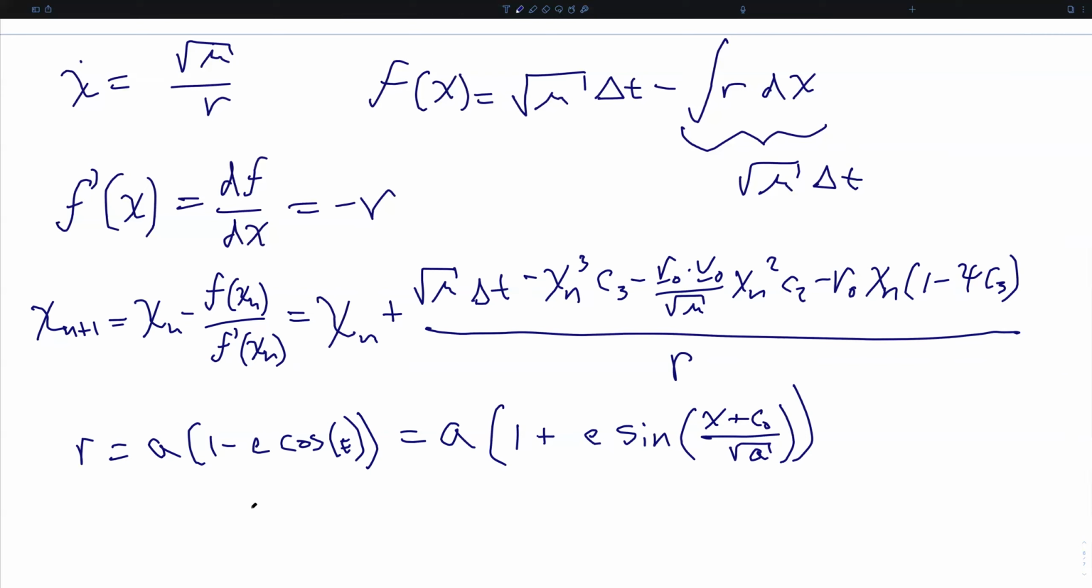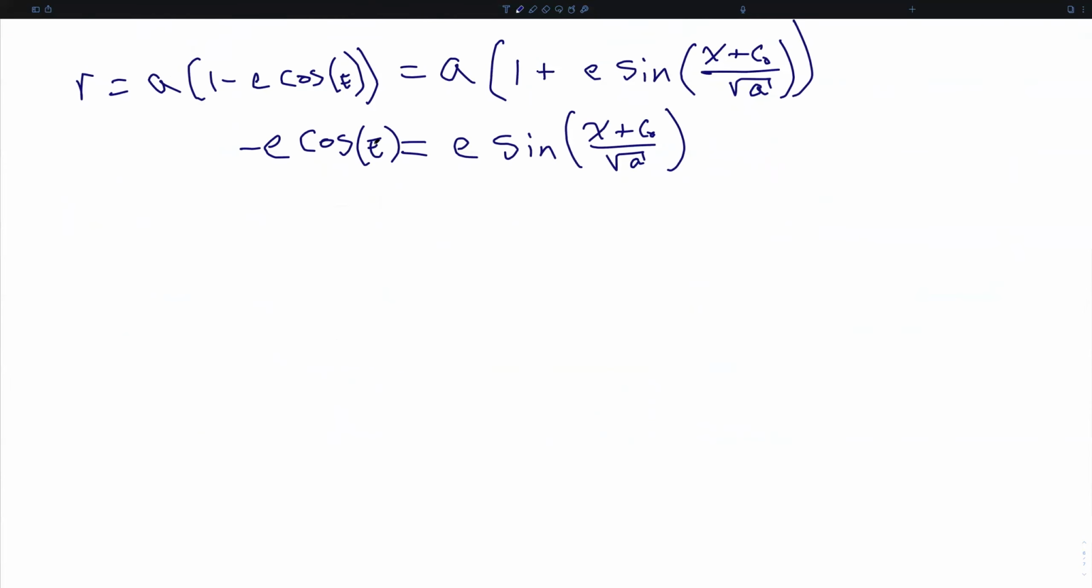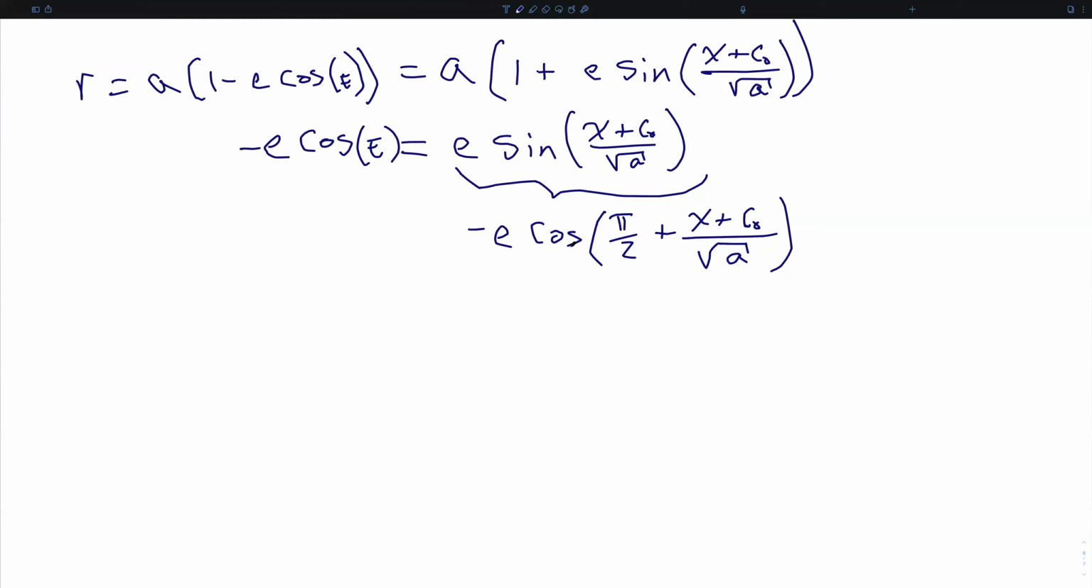We solve this for negative e cosine eccentric anomaly is equal to e sine chi plus c naught over root a, which we can rewrite, recalling that sine and cosine are a 90-degree phase shift away with a change in amplitude by a factor of -1. So we eliminate the negative e's, we eliminate the cosines, and we have eccentric anomaly is pi over 2 plus chi plus c naught quantity over the square root of a.